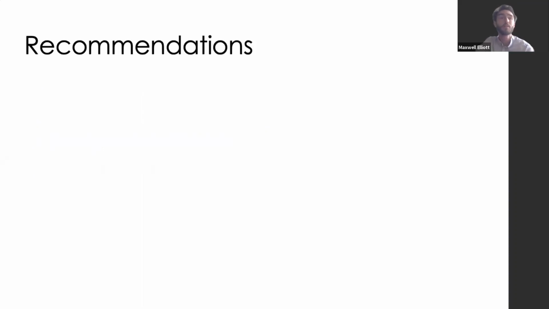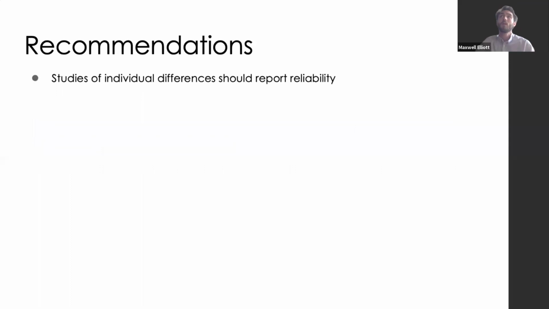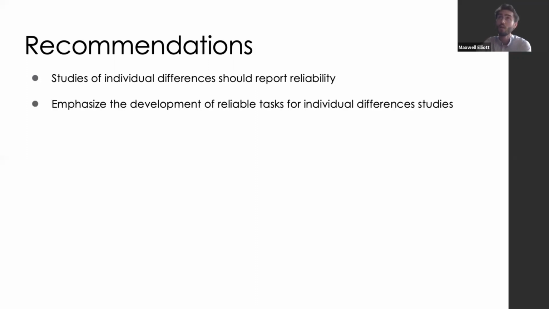What are our recommendations to improve reliability? First off, studies of individual differences should report reliability. We did a big meta-analysis, but we think that each individual study that investigates some between-subjects correlational association between fMRI and a behavioral measure or psychopathology or anything of that nature should give us the test-retest reliability so that we know how reliable those estimates will be. And it will inform power calculations as well.